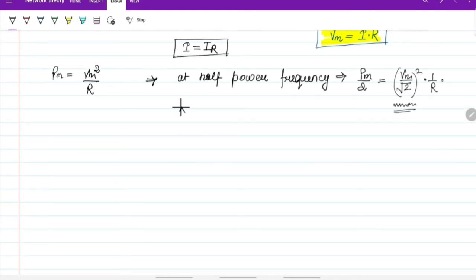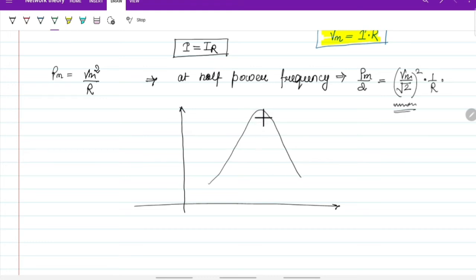Let's understand this by plotting a graph. This is the frequency omega r at which we will get maximum value of current, maximum value of voltage. This is voltage V and this is frequency omega. So at this point you get maximum voltage, that is Vm, which is equal to I into R, or I by G.